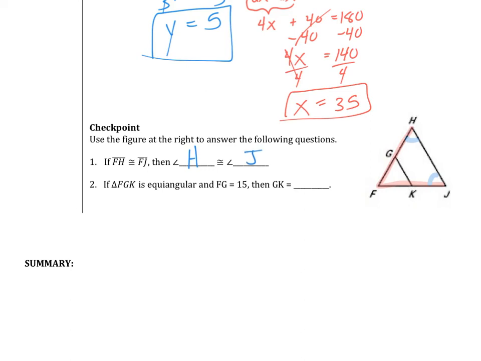And then they tell us if triangle FGK, so let's make that a green triangle, F to G to K, is equilateral or equiangular. That means all the angles are equal. Then FG is 15, so this is 15. How big is GK? So if this green triangle is equiangular, it also means it's equilateral. So all the sides are 15. So that means GK is 15.